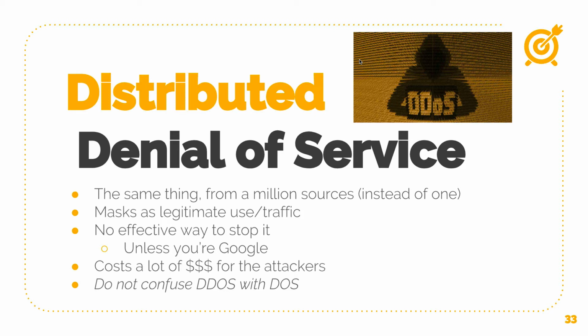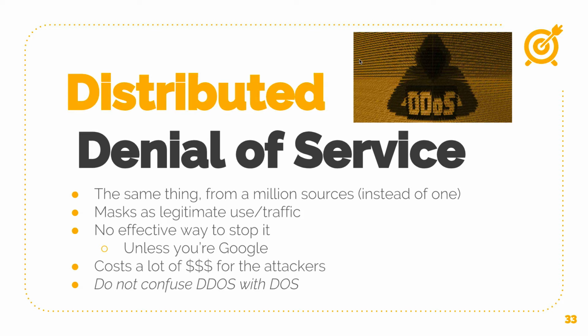The difference is that it's also denial of service, but it comes from a million different sources instead of 1 or 2. And it also masks these floodings as legitimate user traffic. So you can't really distinguish between the attacks and real traffic that's coming through. And if you can't distinguish it, you don't have an effective way to stop it, unless you're Google. Because if you're Google, you have enough servers to handle the traffic from the entire world. But otherwise, you're just going to go under.